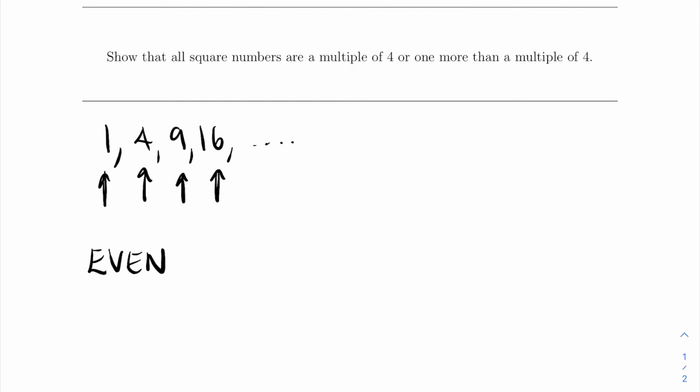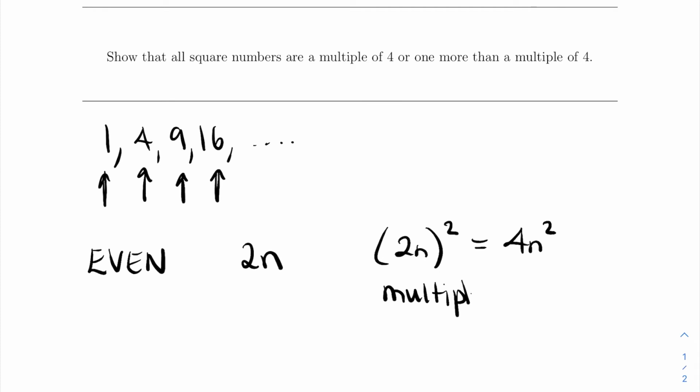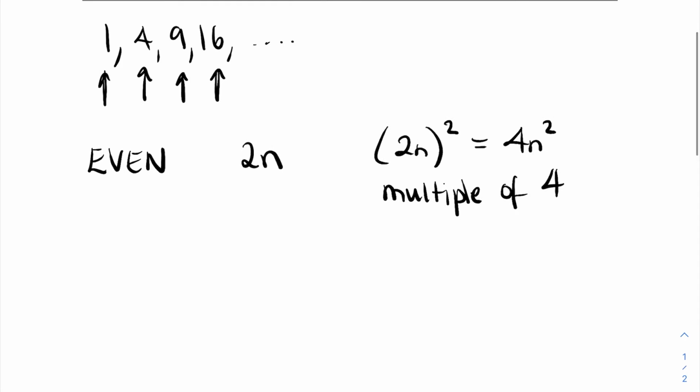So let's start with an even number, which I can represent as, say, 2n. n is any integer. And when I square it, I get 4n squared. This is a multiple of 4 because it's n squared multiplied by 4. It's in the 4 times table. So that is a multiple of 4 or one more than a multiple of 4. So it's true for even numbers.